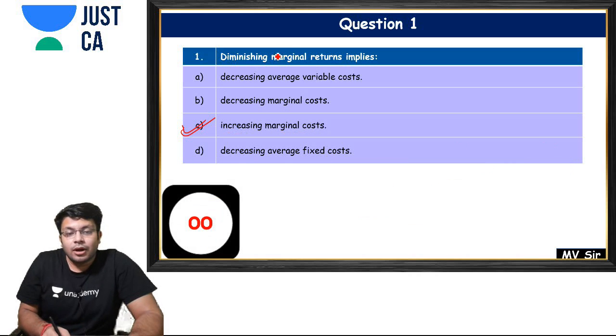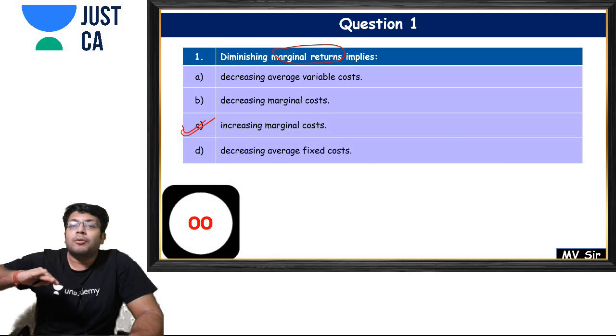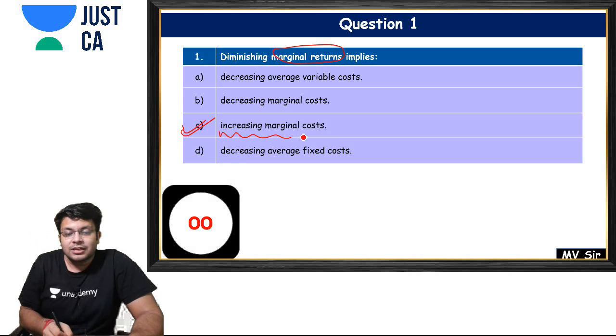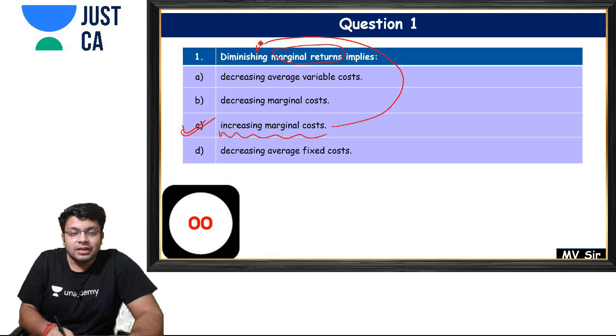Now see, since your marginal returns are decreasing, it means that your marginal cost would be increasing. So because of increasing marginal cost, you get diminishing marginal returns.